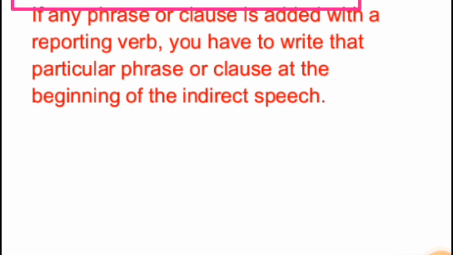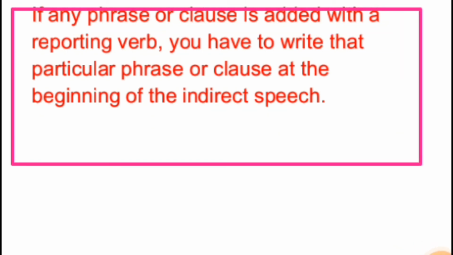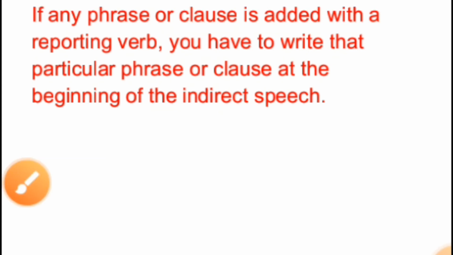Look at the following statement. If any phrase or clause is added with a reporting verb, you have to write that particular phrase or clause at the beginning of the indirect speech. So my dear students, I repeat, if any phrase or clause is added with a reporting verb, you have to write that particular phrase or clause at the beginning of the indirect speech.